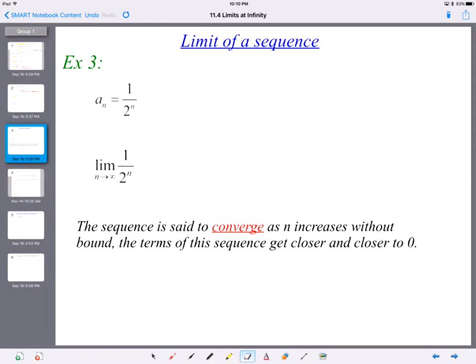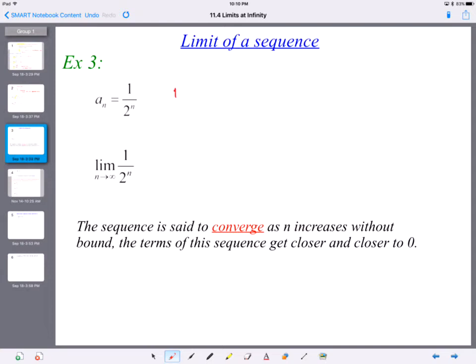We're going to go back to that idea of a sequence. So we're going to look at the limit of a sequence. So here's a sequence, a sub n is equal to 1 over 2 raised to the n power. So we're going to find the limit as n approaches infinity. So we're still kind of looking at those limits of infinity. And what's going to happen here? Well, let's just plug in some numbers and see what this sequence looks like.